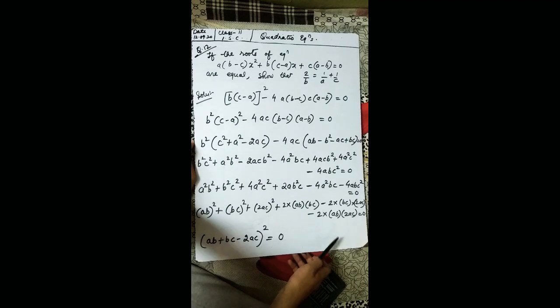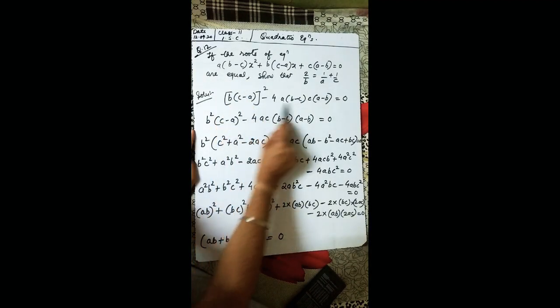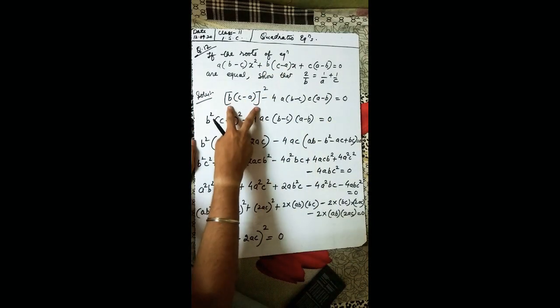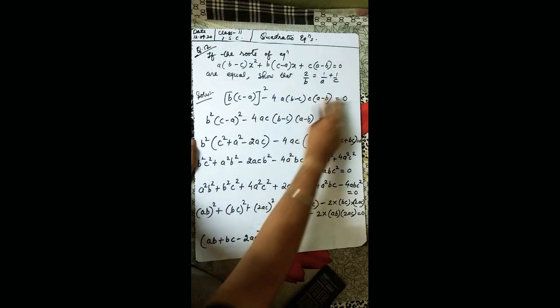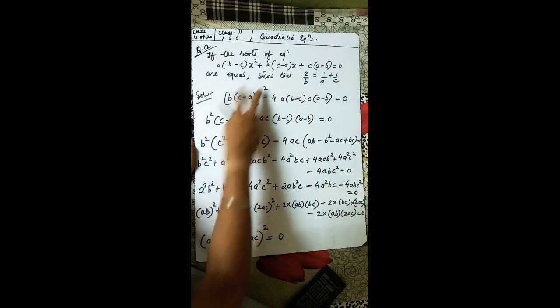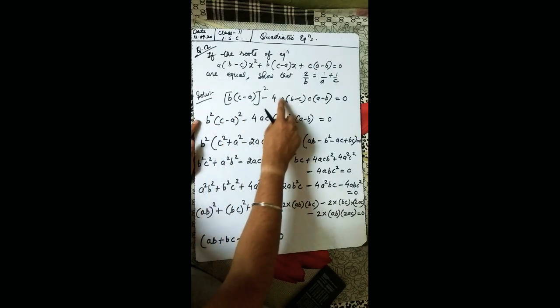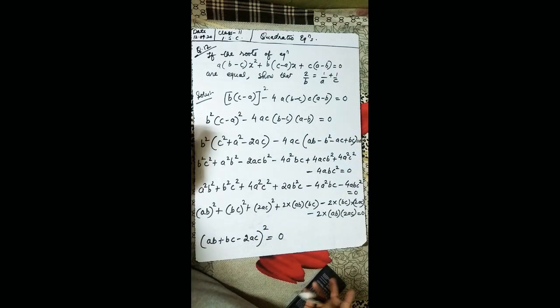So let us do this question. If the roots are equal, then b square minus 4ac will be equal to 0. So that means [b(c minus a)] the whole square minus 4 into a into c is equal to 0. Squaring, it will be b square (c minus a) the whole square minus 4 into ac into (b minus c) and (a minus b) is equal to 0.